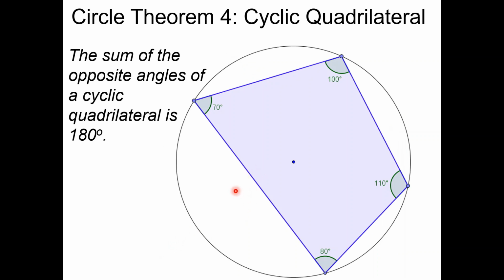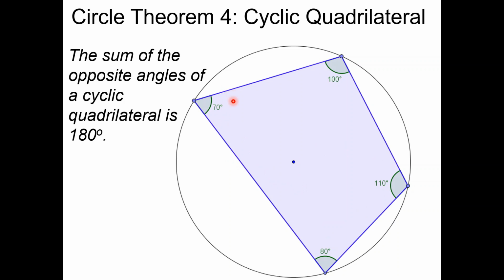We're also going to talk about the cyclic quadrilateral theorem. Now, a quadrilateral is a four-sided figure. So if we have a circle and we have a quadrilateral in it, that is a four-sided figure in it, then we are going to consider this theorem, which states that the sum of the opposite angles of a cyclic quadrilateral is 180 degrees.